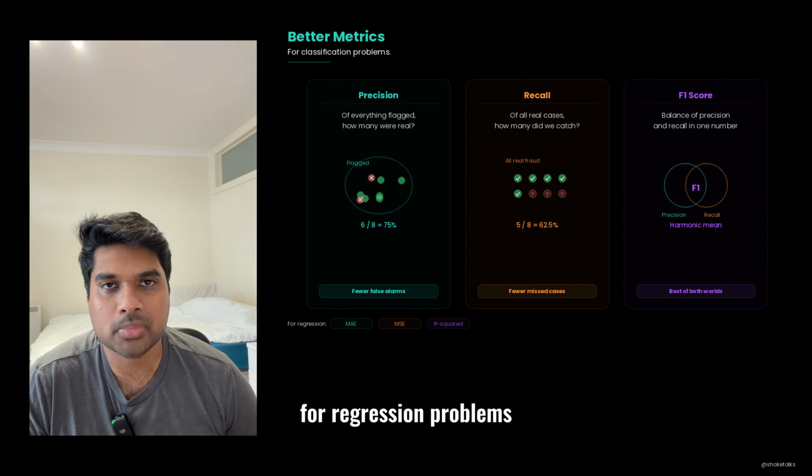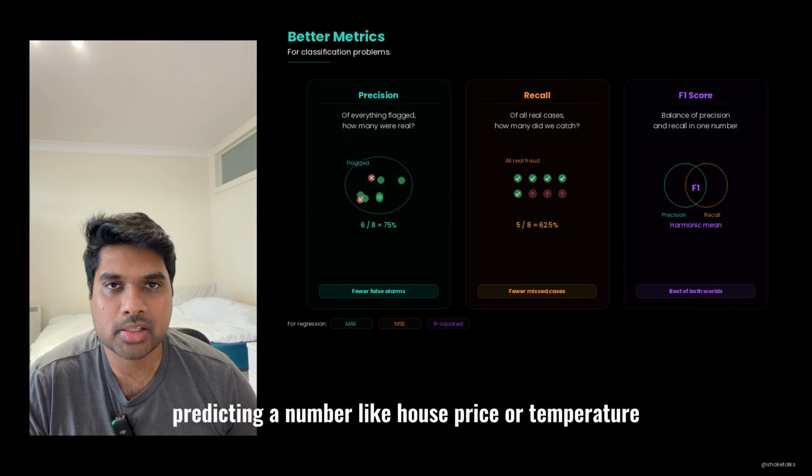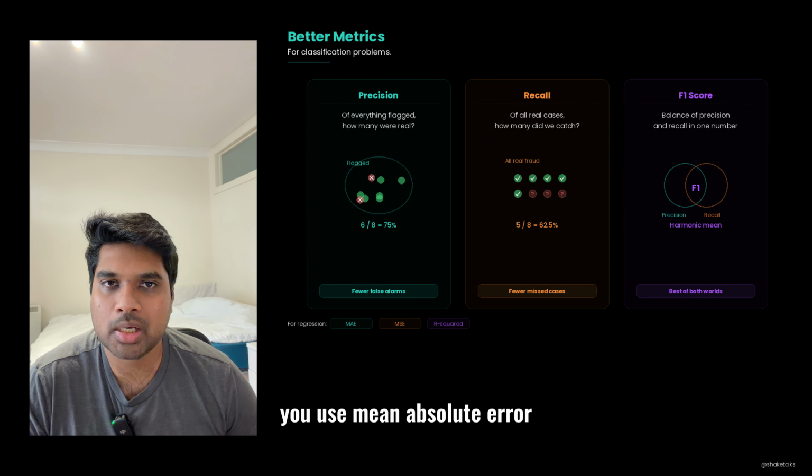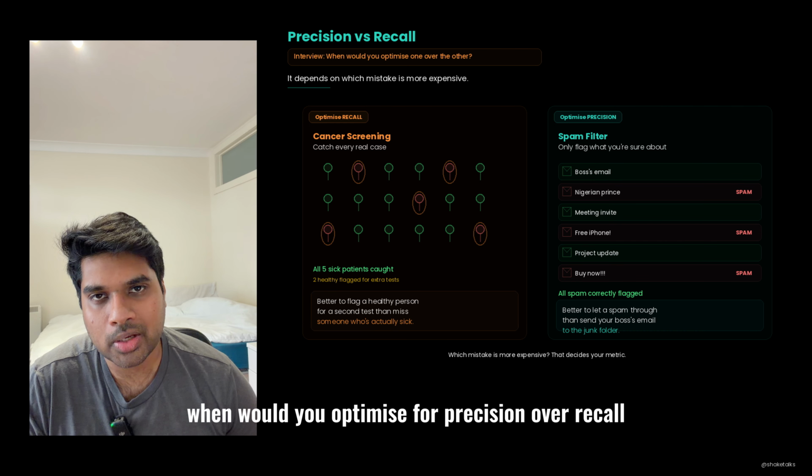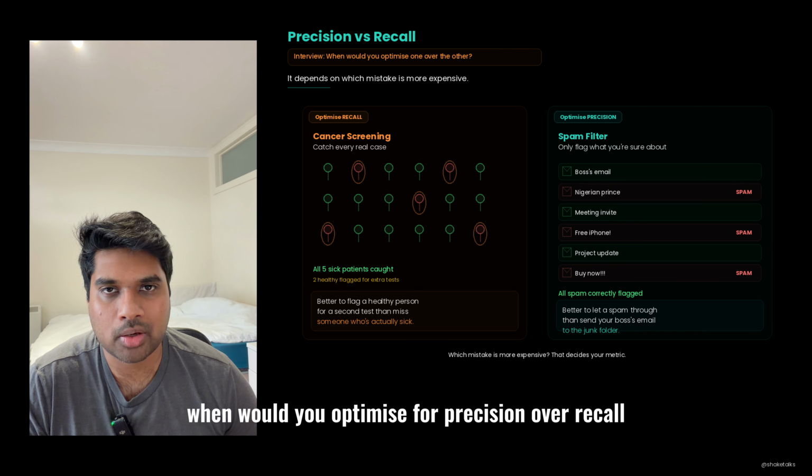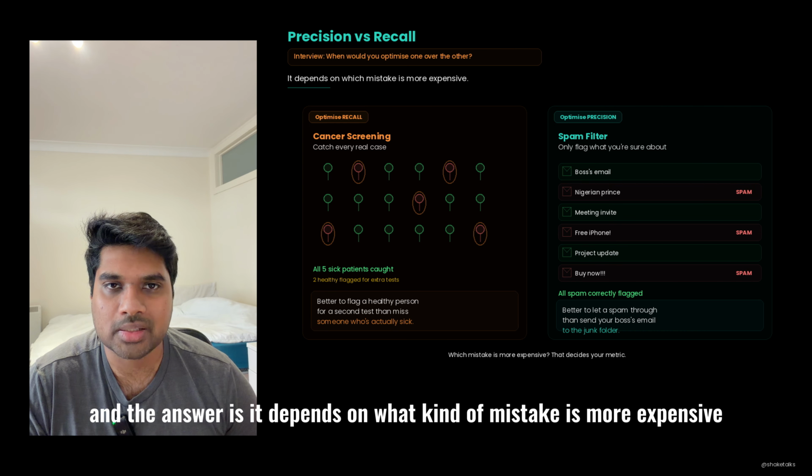For regression problems, predicting a number like house price or temperature, you use mean absolute error, mean squared error, or R squared. Here's the interview question that always comes up. When would you optimize for precision over recall? And the answer is, it depends on what kind of mistake is more expensive.